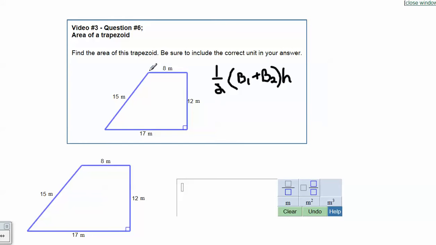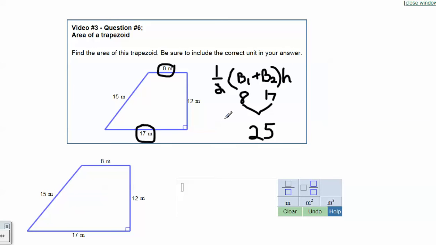So looking at this trapezoid here, the first thing we need to determine is what is base 1, what's base 2, and what's the height. The two bases are the two numbers that are parallel to each other. So in this case, 8 is one of our bases, 17 is the other base. Now we have to do, by order of operations, things in the parentheses first. So if base 1 is 8 and base 2 is 17, we need to add those first and get 25.